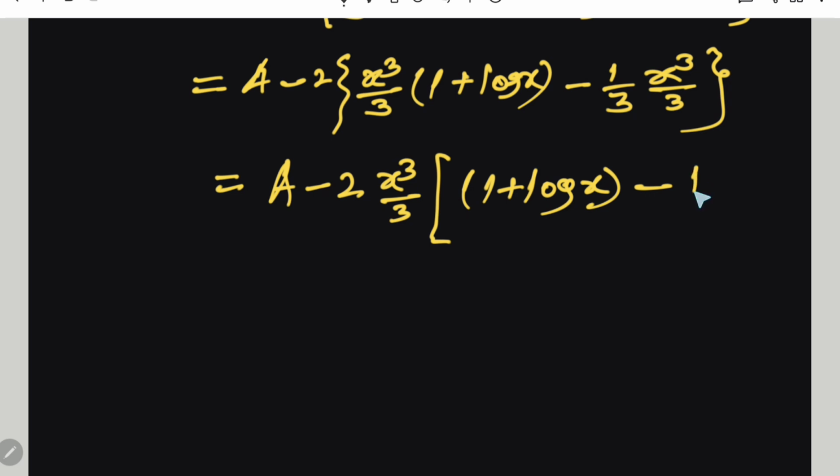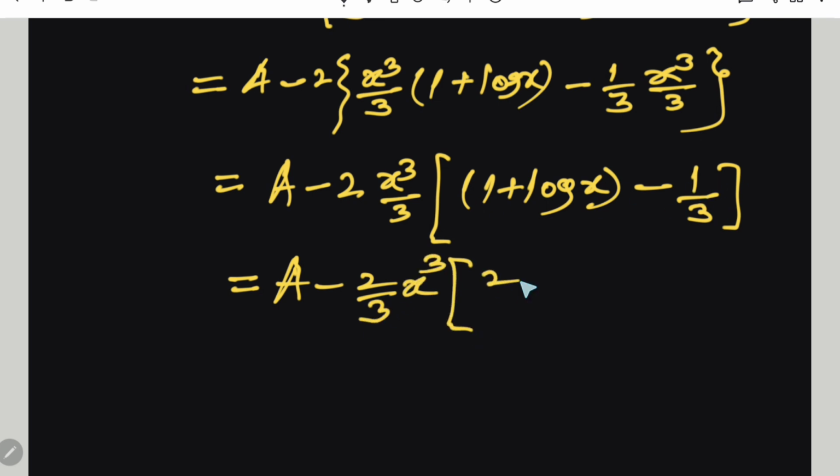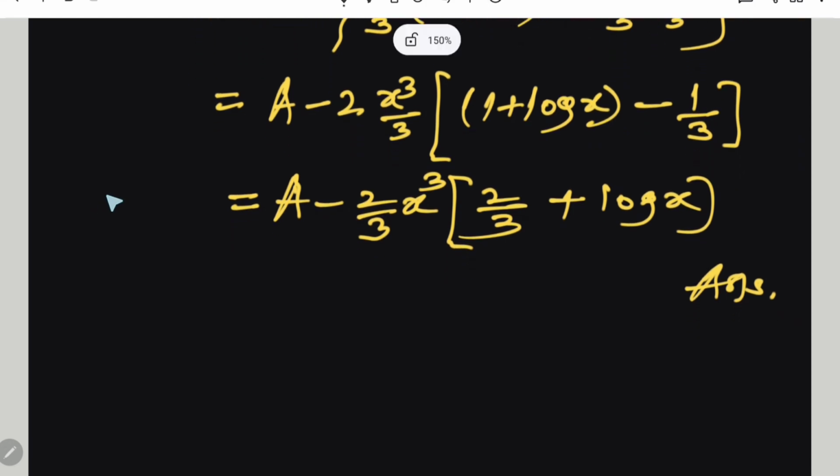And then adding the constant terms in the next step, we get 3 minus 1, that is 2 by 3. Therefore, once again writing that step, it is A minus 2 by 3 into x cube, no change, and 1 minus 1 by 3 is 2 by 3 plus log x, the remaining term, as the required answer. Substituting the value of z as y raised to minus 2 into x square on the left hand side and the right hand side as it is.